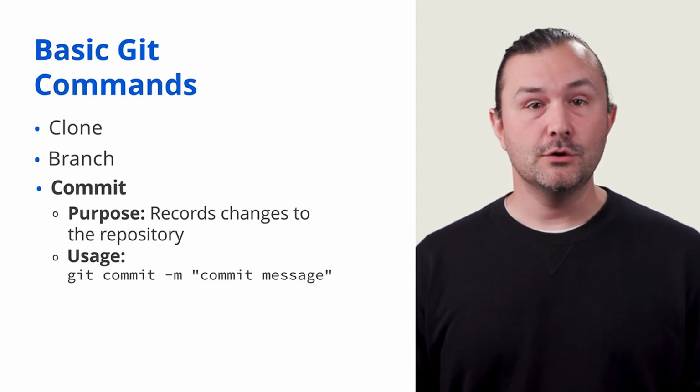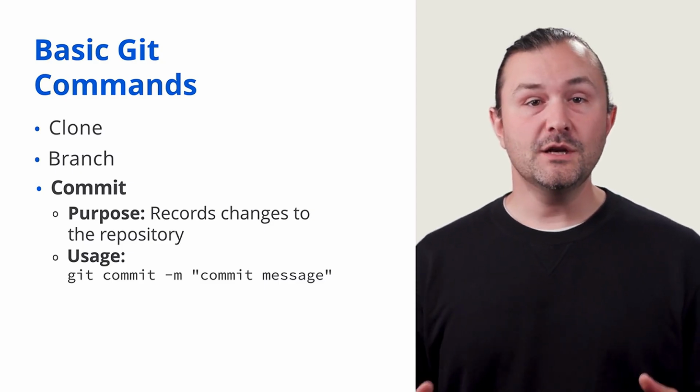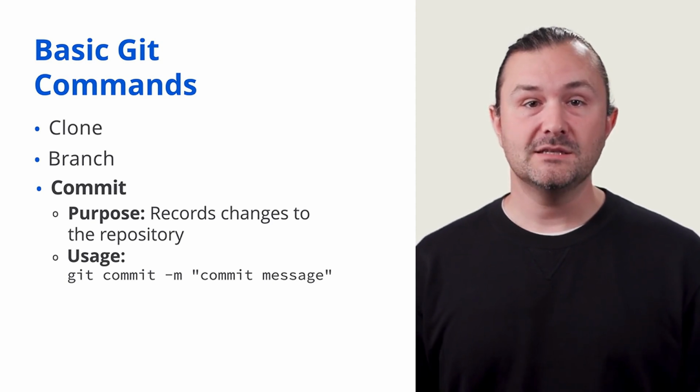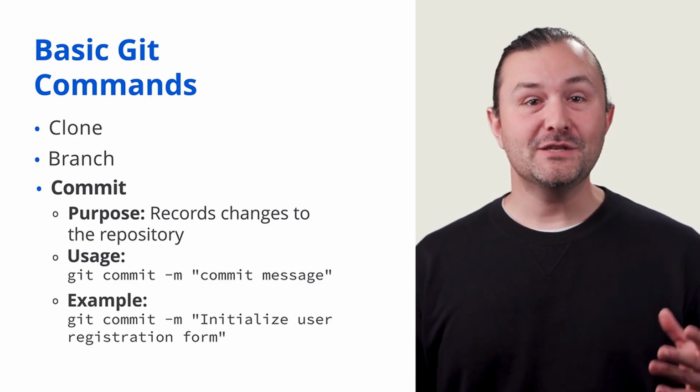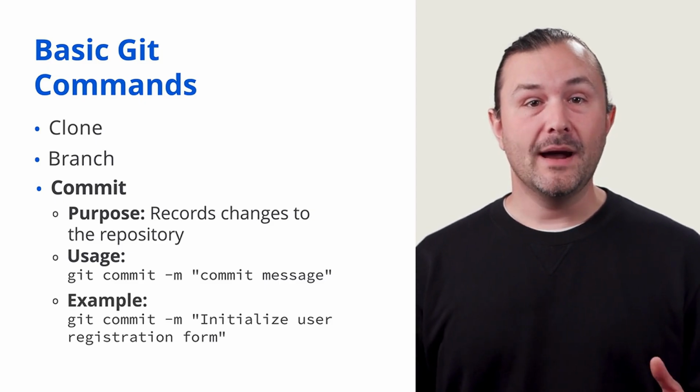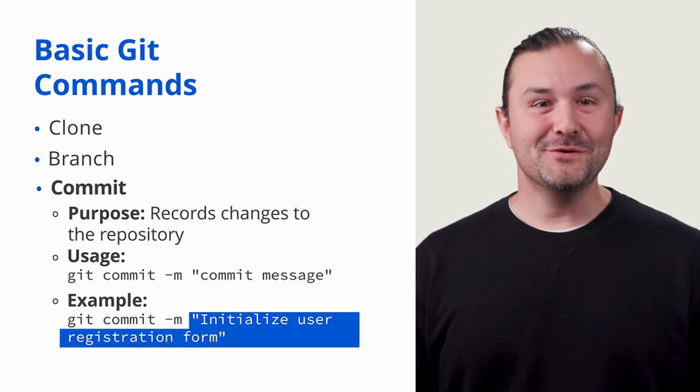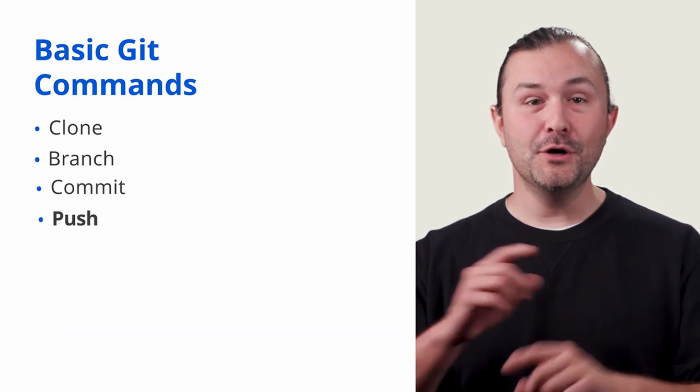Notice that commit commands include a commit message. This is where developers write a meaningful message to describe what changes were made to the codebase. For example, after creating the basic structure for a registration form, you might commit with a message, initialize user registration form. When you're done with all of the changes, you can use the push command.